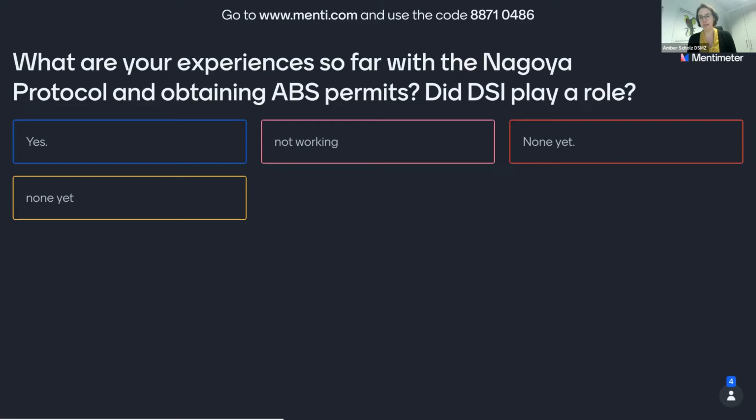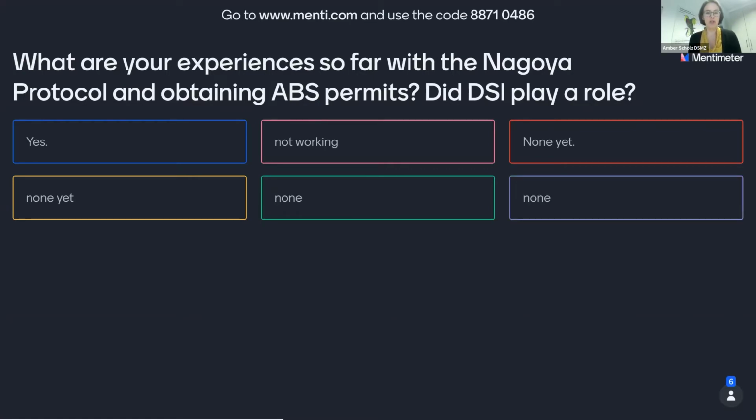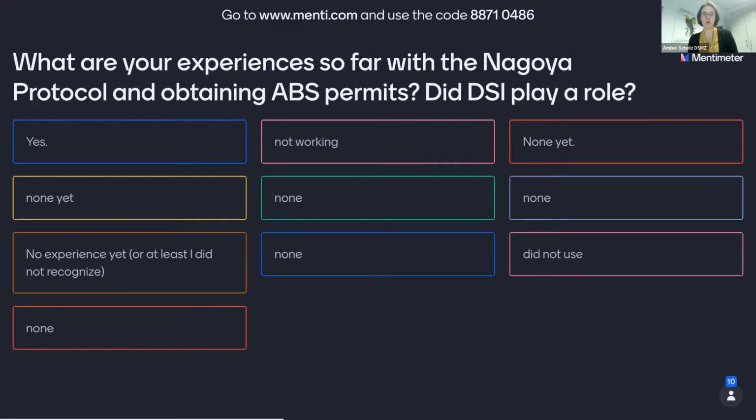I only see 4 participants. I think most of you are online. In fact, I know you are, because Zoom requires an internet connection. Can I get more than 5 participants over there? Or even more than 10 would be really elegant. Lovely to see. What are your experiences so far with the Nagoya Protocol and obtaining ABS permits?